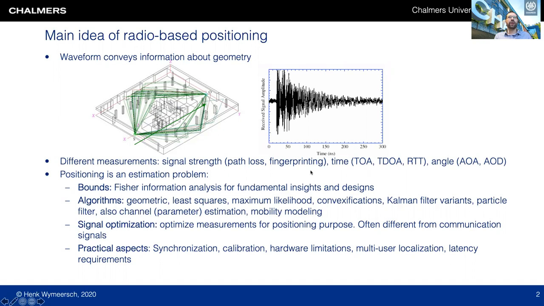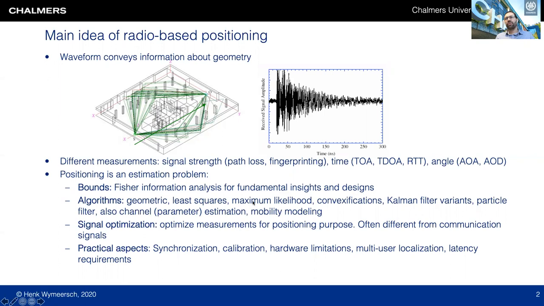Inherently, positioning is a so-called estimation problem, so you can use all the tools from estimation theory to solve it. We will spend some time on performance bounds using Fisher information analysis to get fundamental insights: given this scenario, what is the best that you can achieve? Once you know this best, you can design algorithms that approach it. This is like Shannon capacity for communication. You have a similar concept called Fisher information for estimation. Once you know the bound, you can focus on algorithms.